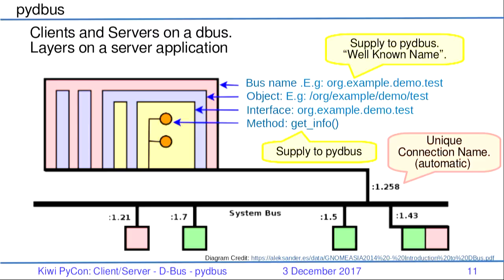This is quite a common diagram that you'll see for trying to explain how the dbus works. I think the green is meant to be clients and the pink is meant to be servers. Then in this breakdown of a server, we have what's called the well-known name on the outer side, then we go to the object layer and then the interface layer, and then we get down to methods. Also over here we've got the unique connection name. When you're using pydbus, you're basically interested in the bus name here, or the well-known name, and in the method. All this other stuff you don't have to worry about, which is kind of cool.